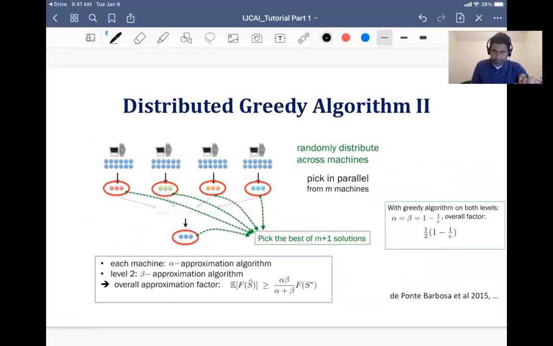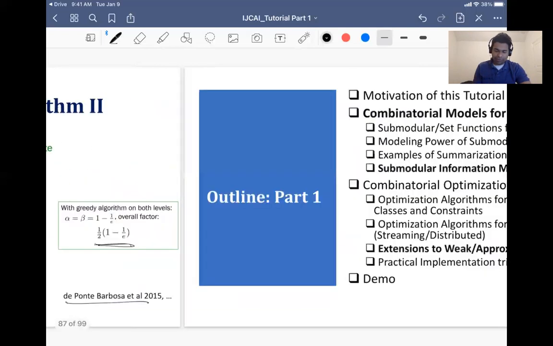But then there was a follow-up work which showed that you can do something very simple. You have m different machines, and you aggregate them. But then you take the summary and do one more step with the m plus one solutions. Or sorry, you don't run greedy. What you do is you pick the best amongst the m plus one solutions. That's it. And this, it turns out, has a half times 1 minus 1 over e approximation factor. This was an interesting paper in 2015, which showed this result for distributed greedy.